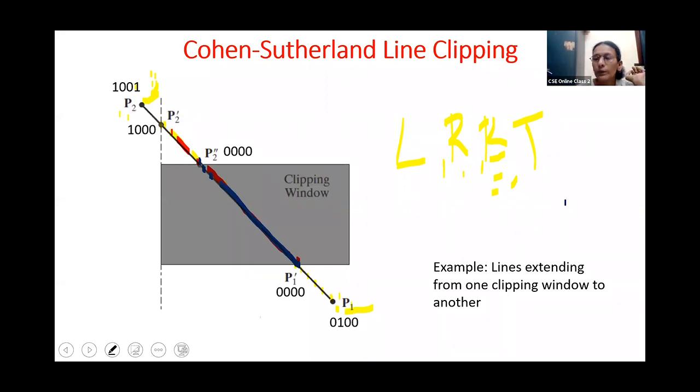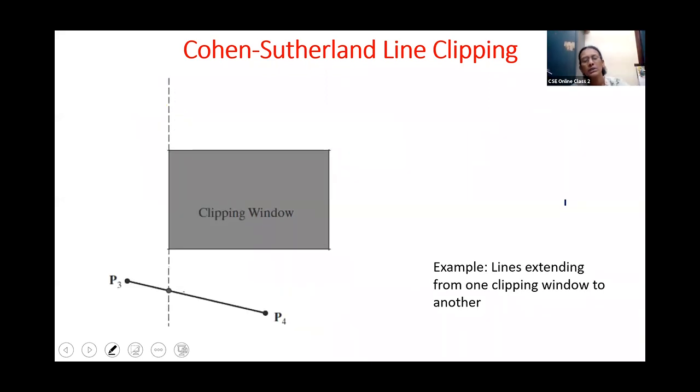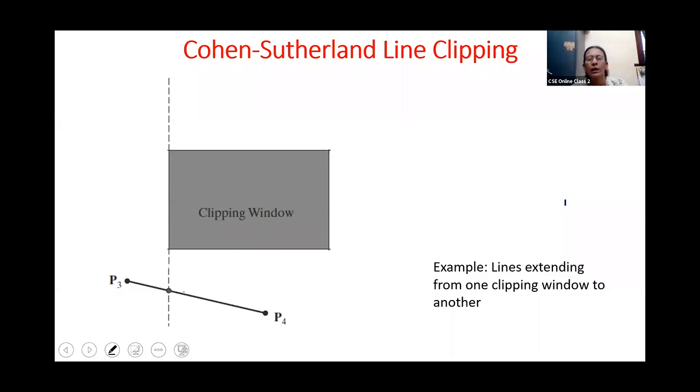Now the next example we see is this P3, P4. What are the codes for P3 and P4? Calculate the outcodes for P3 and P4 and send in the chat.